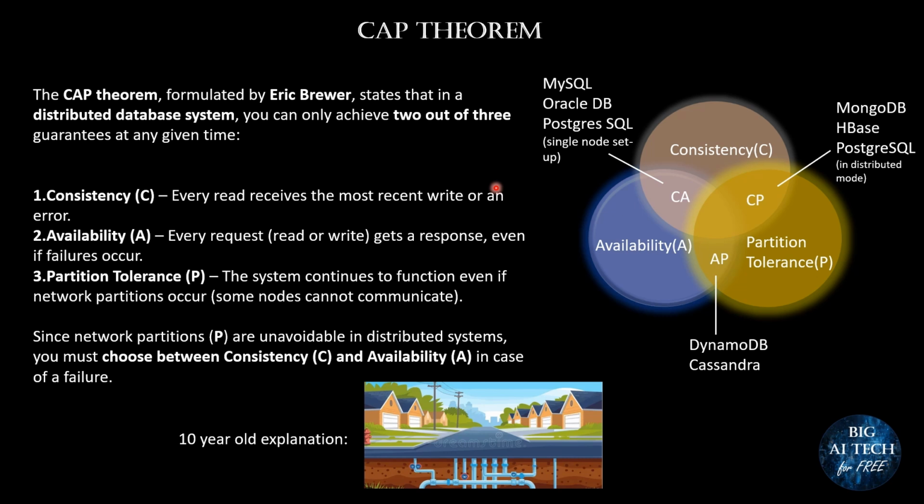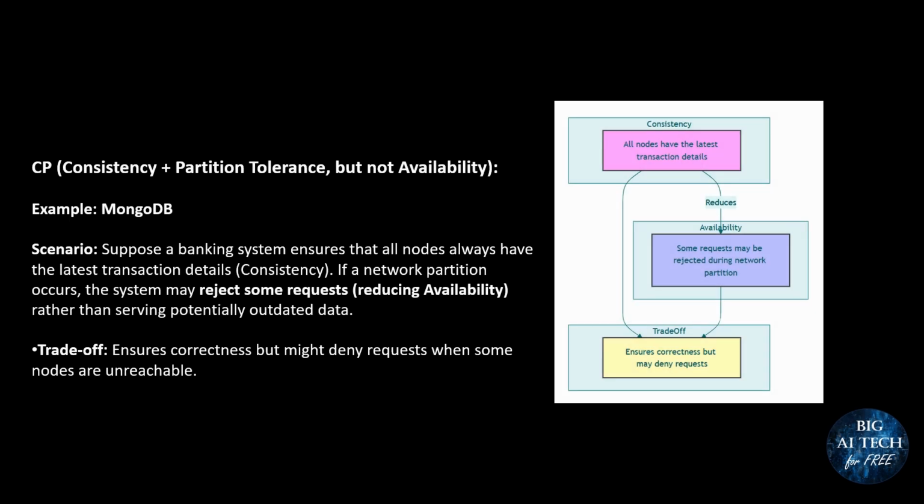CP, that's consistency plus partition tolerance, but not availability. For example, you can use MongoDB. The scenario could be a banking system, ensuring all nodes always have the same latest transaction details. That's consistency. If a network partition occurs, then the system may reject some requests, reducing availability rather than serving potentially outdated data. I always want to see my updated bank account status; even if the system is down, I'm okay, but whenever I check, it should be the amount that is actually in my bank account. So this is an example of consistency plus partition tolerance. The trade-off is ensuring correctness but might deny requests when some nodes are unreachable.